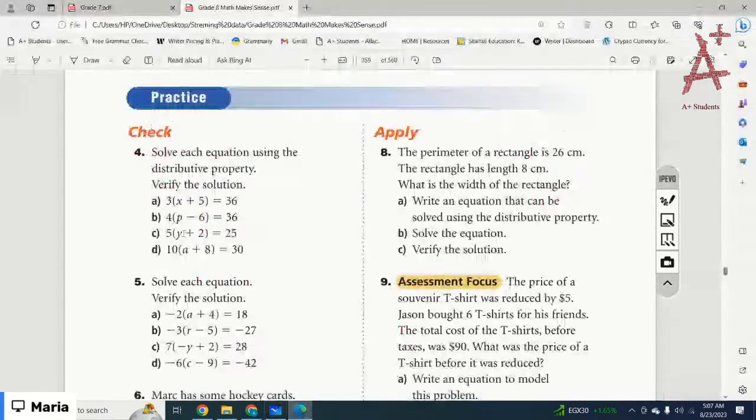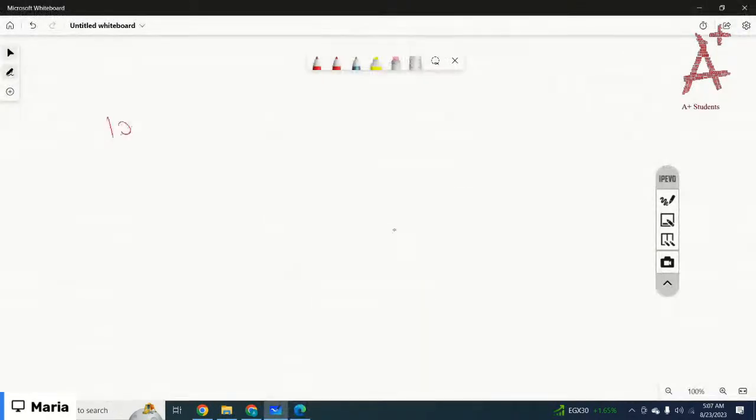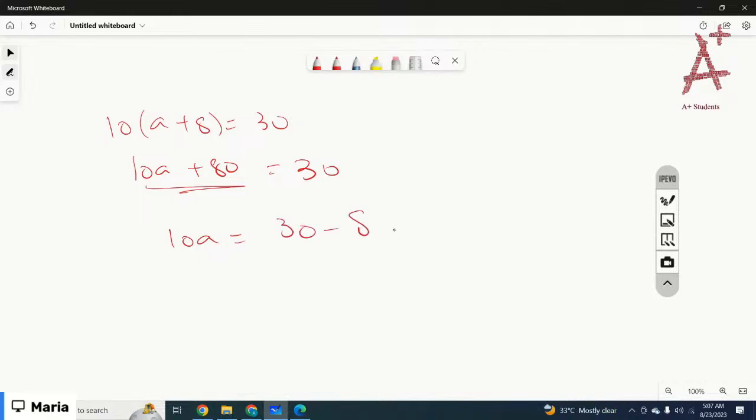Let's do another one. 4d: 10 times (a plus 8) equals 30. 10 times a is 10a and 10 times 8 is 80. Here I applied the distributive property. It equals 30, so for 10a we subtract 80 from both sides: 30 minus 80 is negative 50. We have 10a equals negative 50. Divide both sides by 10, so a equals negative 5.